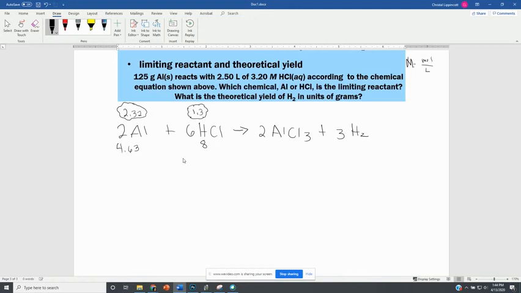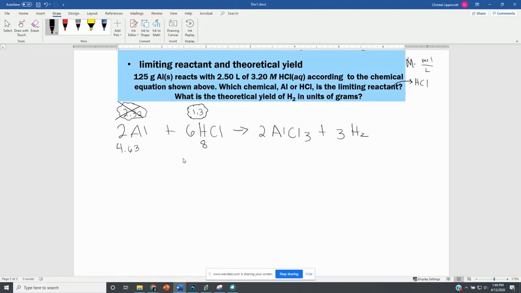And you pick whichever cloud is the smallest and you work your problems with that. Whichever cloud is the smallest, whatever that belongs to is your limiting reactant. So our limiting reactant here is HCl. So our first question here was, what was the limiting reactant? It's HCl. Okay. Then they want to know what is the theoretical yield of our H2.